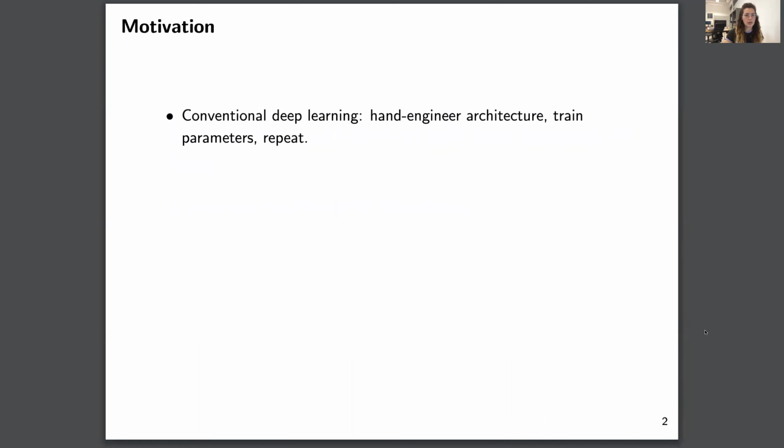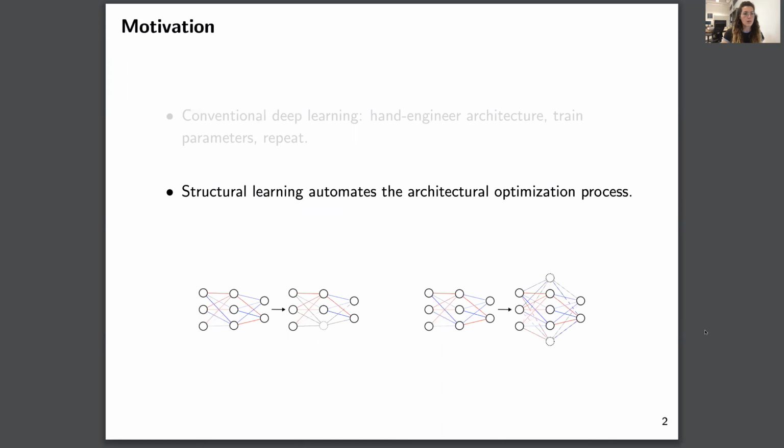In conventional deep learning, architectural improvement requires costly hand engineering and reusing architectures known to work well on general tasks. We can instead use structural learning, which is the optimization of both the architecture and its parameters.